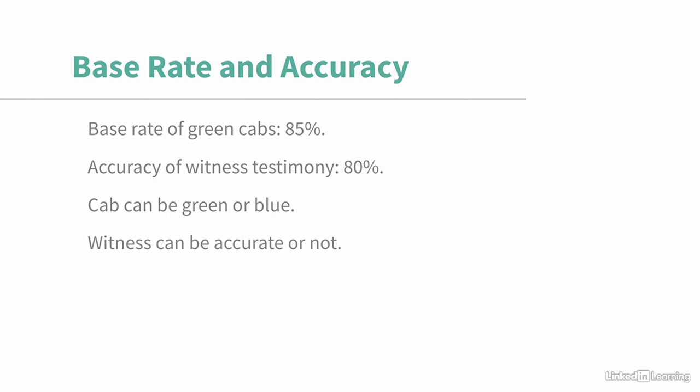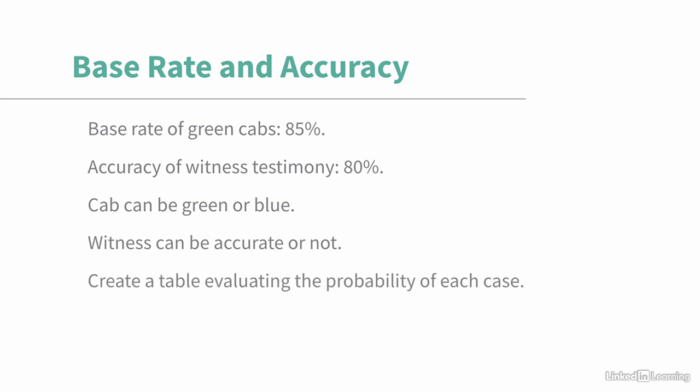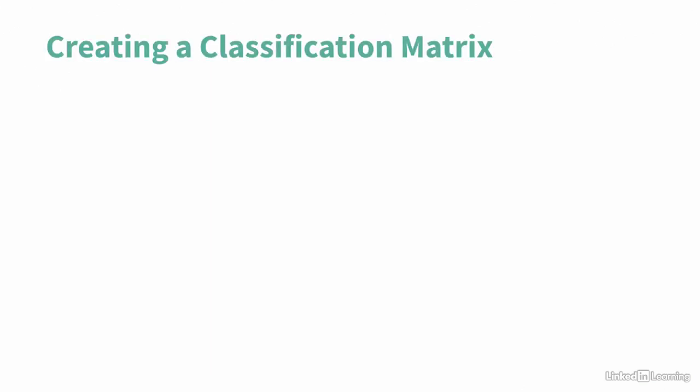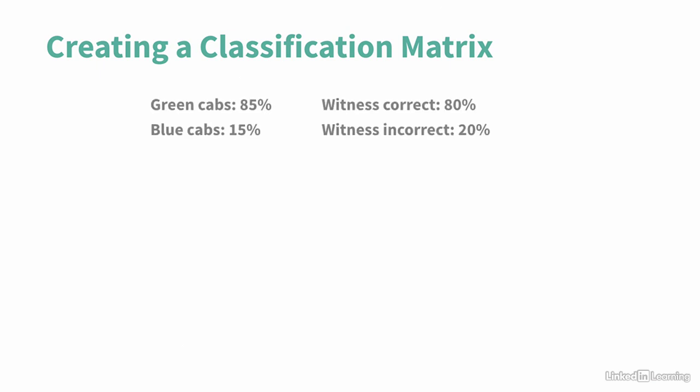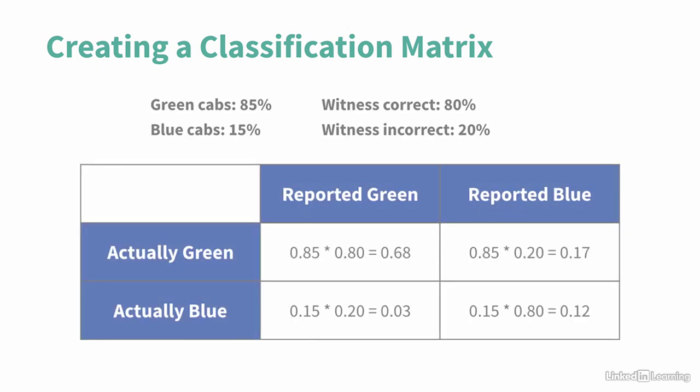And those are the factors that we will use to create a 2x2 probability or classification matrix so we know the probability of arriving at each combination. So let's take a look at a classification matrix. Here's the data again. I won't repeat it, but here is what the matrix looks like. And it is the compound probability of reaching each of these four states.